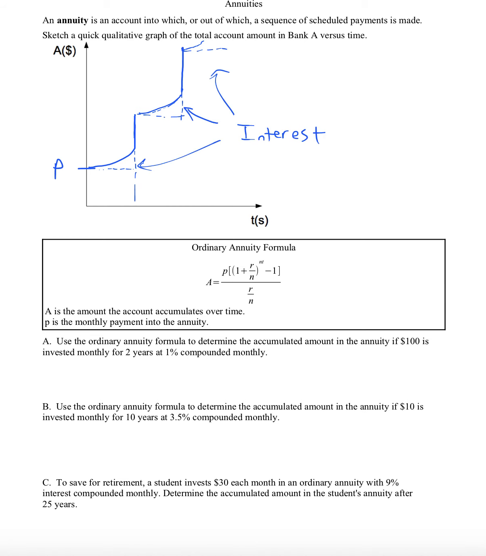And it's a great way of saving money because you not only get the money back that you paid in, but you also get the interest that it earns over time. The formula for an annuity's account value is given below.